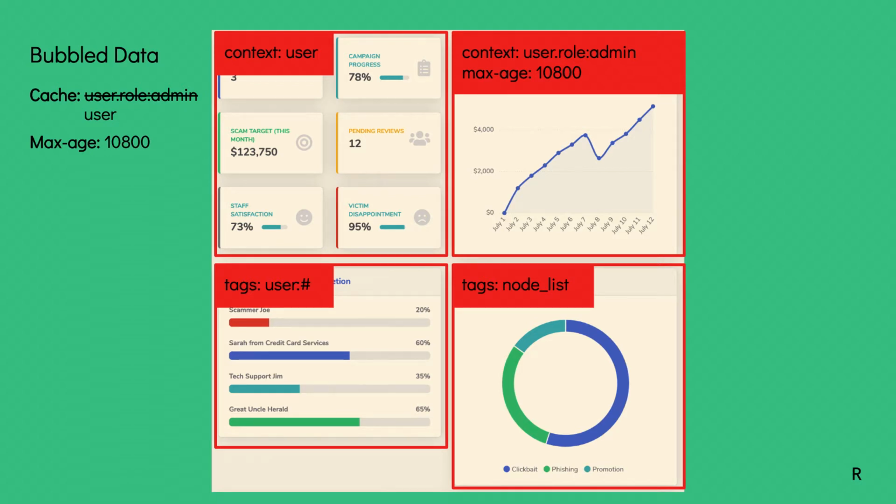Max age is a lot simpler. We've only got one item with max age, so if that expires, the whole dashboard itself needs to be rebuilt. So the max age bubbles up, and we've also got the tags. Those come together, and the tags are the union of all of them. So we've got each of our individual user IDs, and we've got the node list tag. So the cached version of that page has all of this information put together, and if any of that changes or invalidates, it will change the cache entry and make it rebuild.